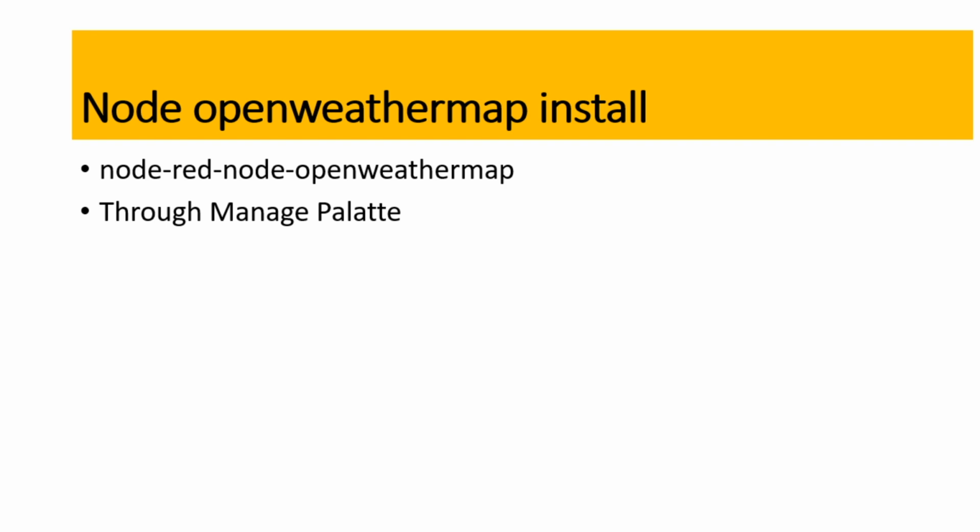The command to install it is node-red-node-openweathermap, or through manage palette you could install this Open Weather Map. In some latest versions of Node-RED, Open Weather Map is there as a default option. So first you just check in the node palette whether Open Weather Map is available. If it is available, we can proceed further, else we can install it through manage palette as well.